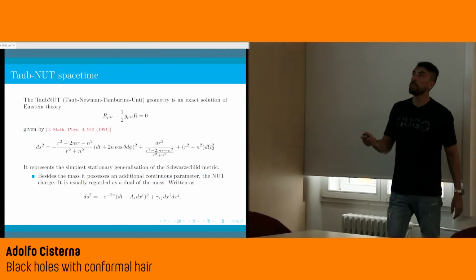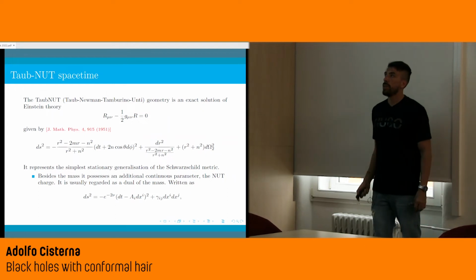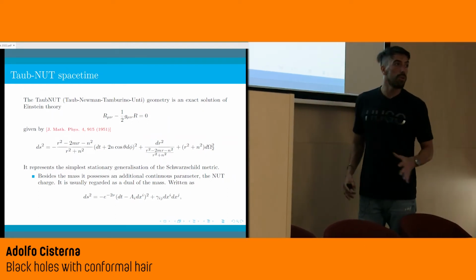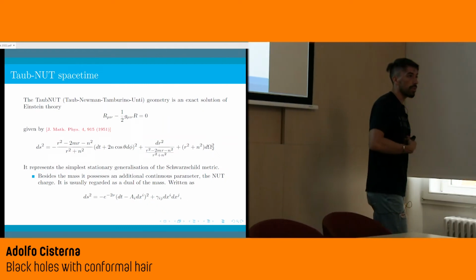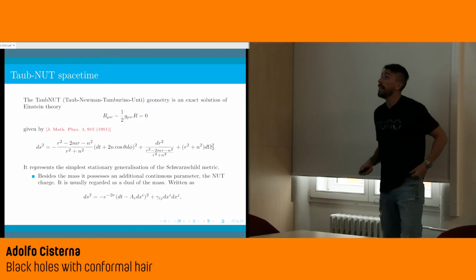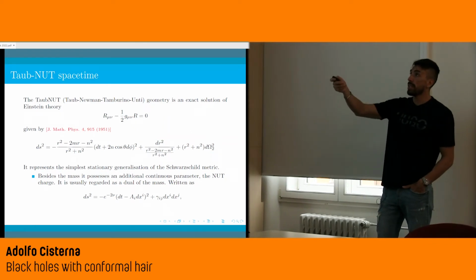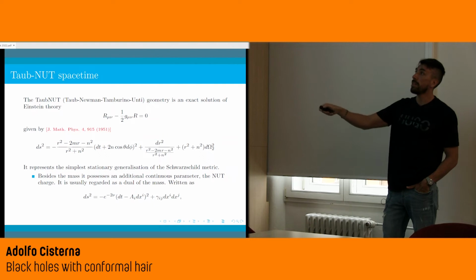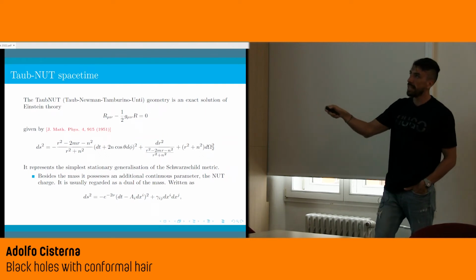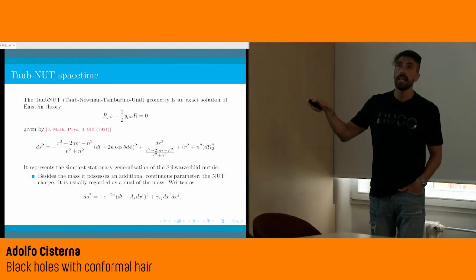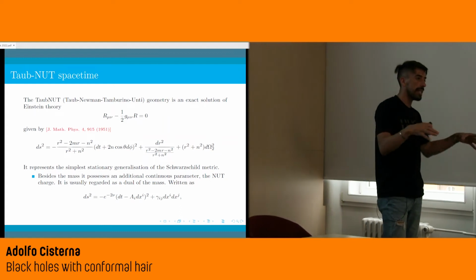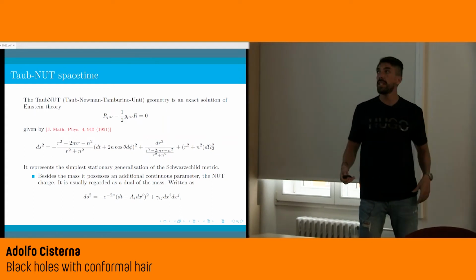So now let me focus on the Taub-NUT spacetime, which is the type of solutions we are going to talk about more because it's related with our work, with what we did in these so-called black bounce spacetimes. The Taub-NUT is due to Taub, Newman, Tamburino, and Unti. Taub did some works alone first, and then Newman, Tamburino, and Unti rediscovered the spacetime in a different context. They realized they were studying the same geometry at the end.